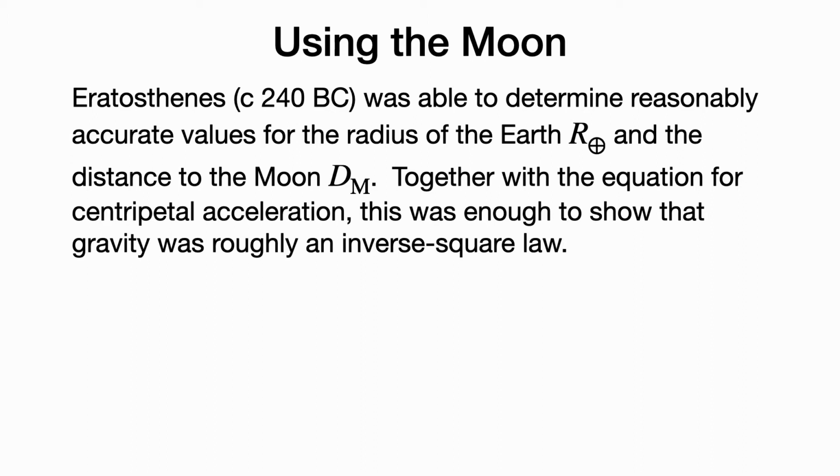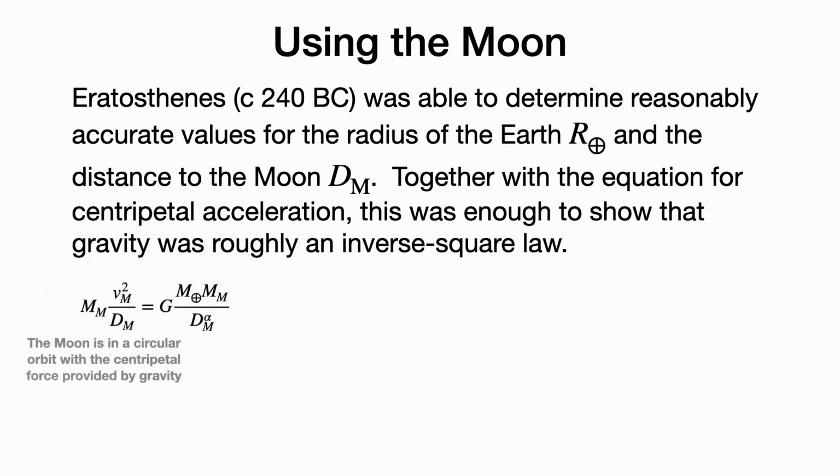Eratosthenes, back in 240 BC, was able to determine reasonably accurate values for the radius of the Earth and for the distance to the moon. And after that time, people were able to come up with even better estimates for these distances. Together with the equation for centripetal acceleration, this was enough to show that gravity was roughly an inverse square law. Let's see how this worked.